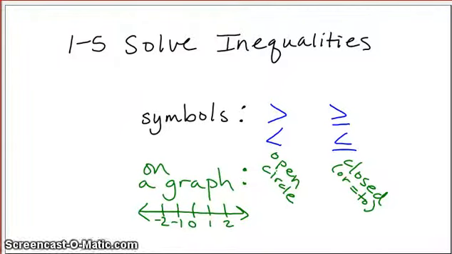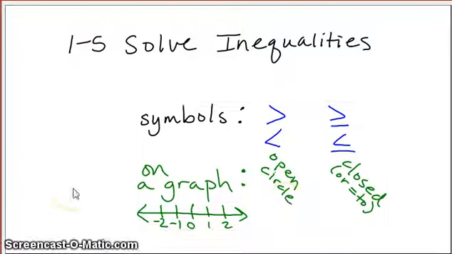Inequalities are the same as equations as far as all of our steps. The only thing that we have is, in place of our equal signs, we are going to have these symbols: greater than, less than, greater than or equal to, less than or equal to. The difference that we get in those symbols is, if I have greater than or less than, I will have an open circle on my graph. If I have greater than or equal to, less than or equal to, I will have a closed circle on my graph. So I will be graphing these solutions on a number line.